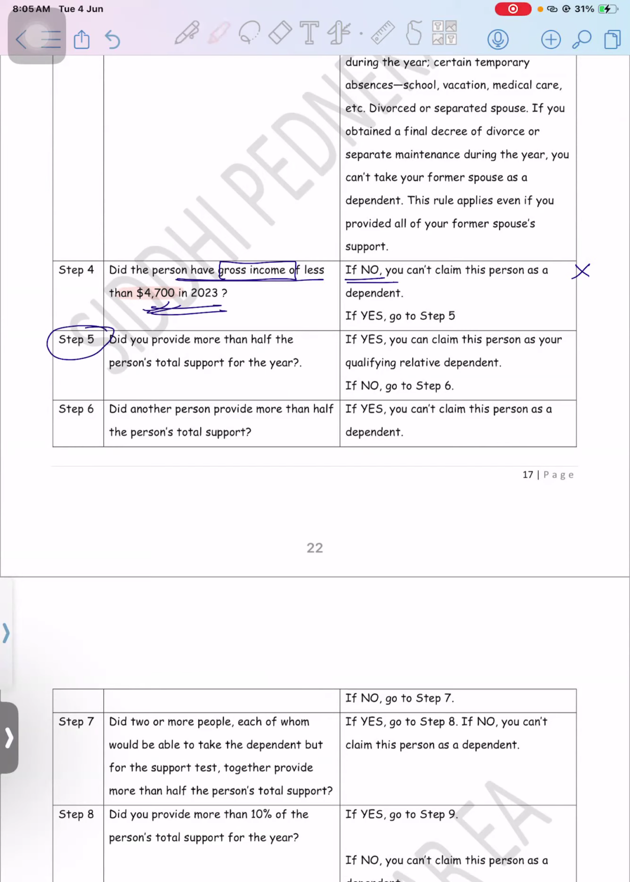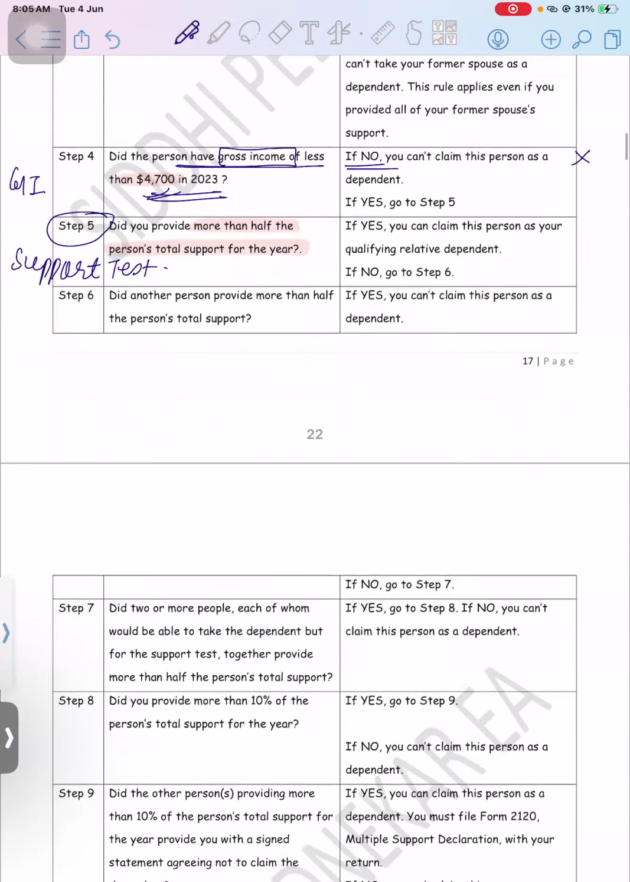Step 5 is very common. You should be providing more than 50% of the person's total support of the year. Support test, I can say. The previous one was the gross income test, then we have a support test. If yes, you can claim the person as your qualifying relative. And if no, if every condition is satisfied but you're not providing enough support, check the 6th step. That is, is another person providing more than half of the support?